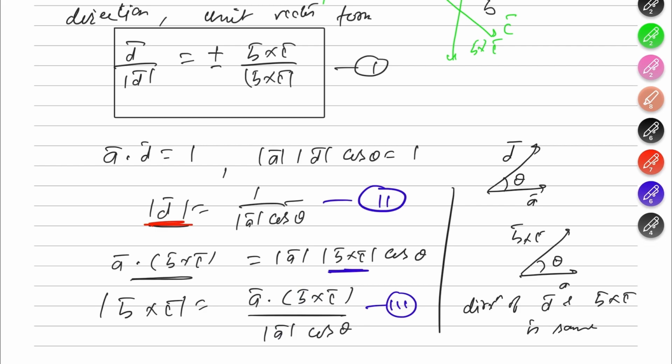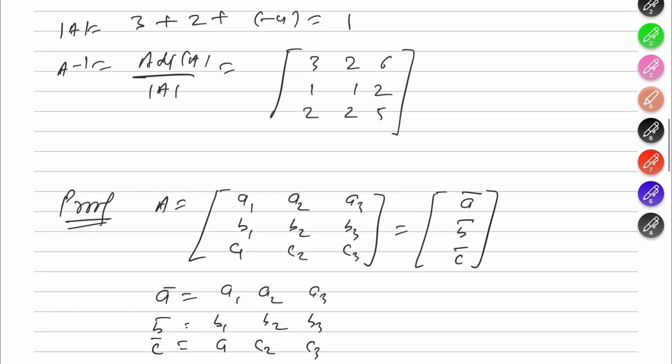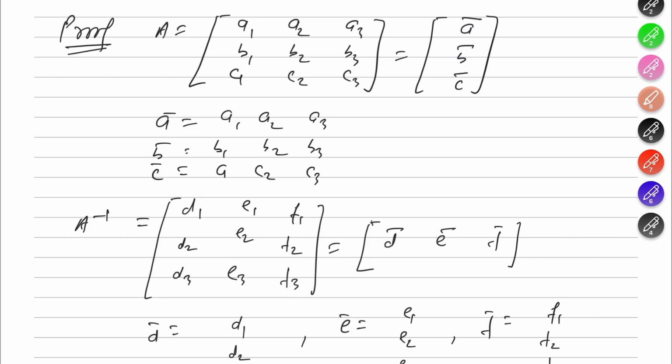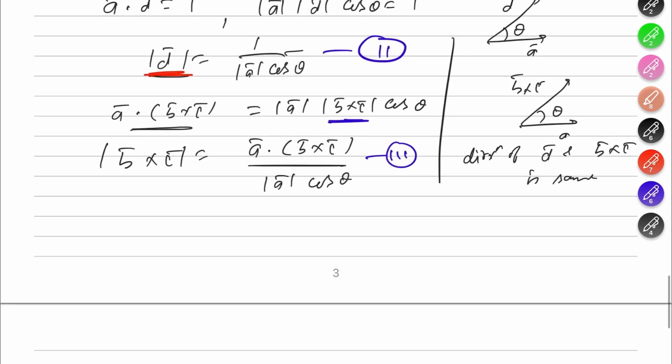Now using this second and third, substitute, because ultimately what is our aim? Our aim is to find the D, because unknowns are what? Vector ABC is known, we don't know the A inverse. A inverse means DEF. We need to find the vector D. So that's what I am doing, to find the vector D.